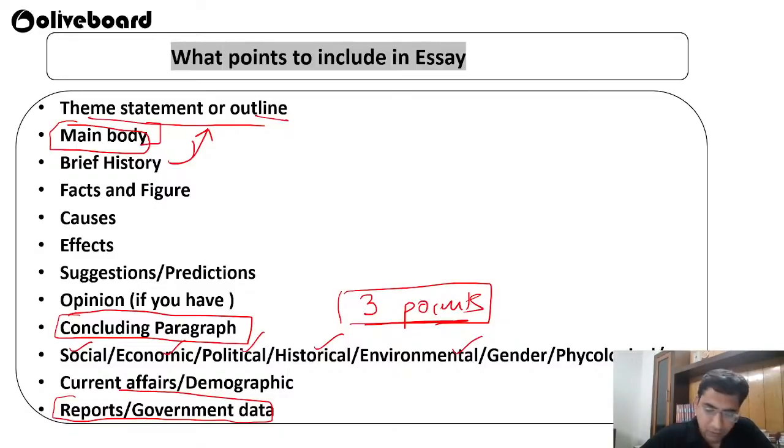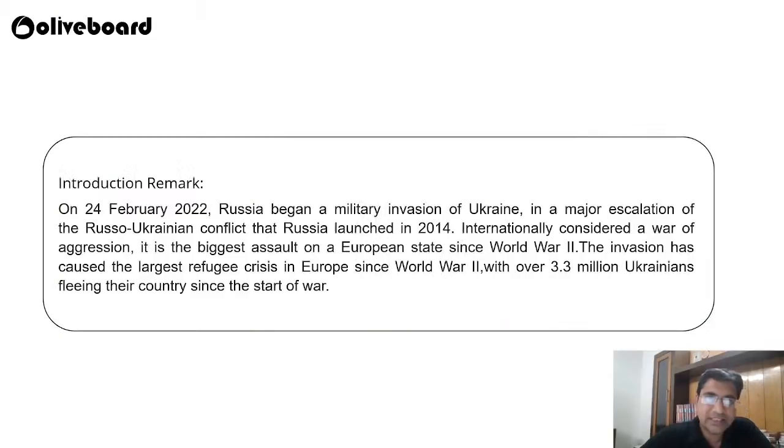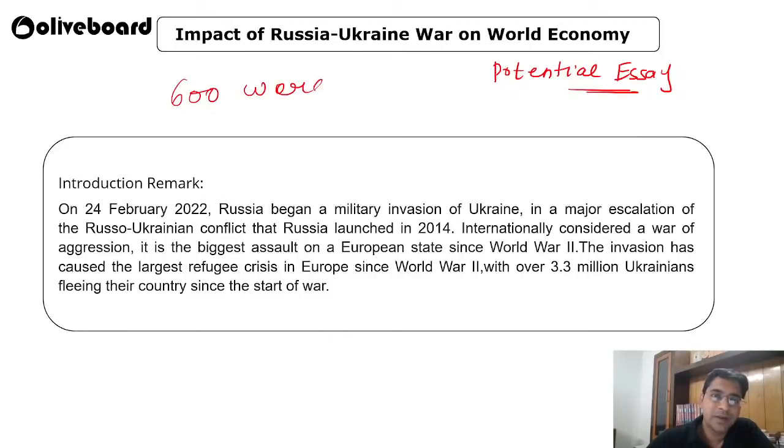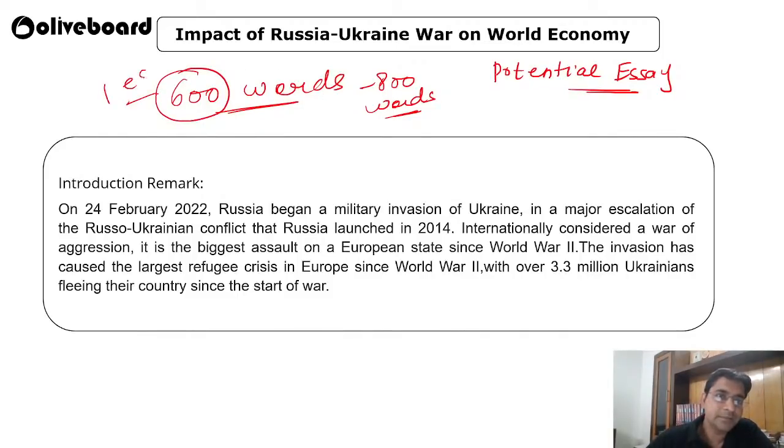Fine. So we will be moving towards our 2 essays. The first essay is on the impact of the Russia-Ukraine war on the world economy. So this can be your potential essay, because this is a very hot topic. For essay writing, you should have a word limit of at least 600 words, 600 to 800 words. If they are asking you to write two essays, then it should be around 600 words for one essay.